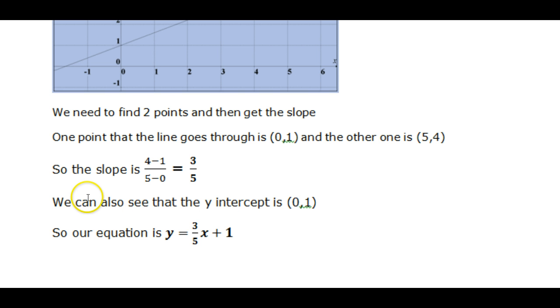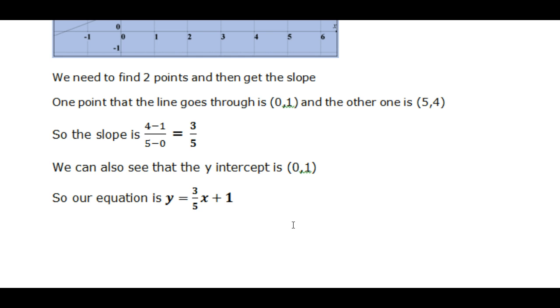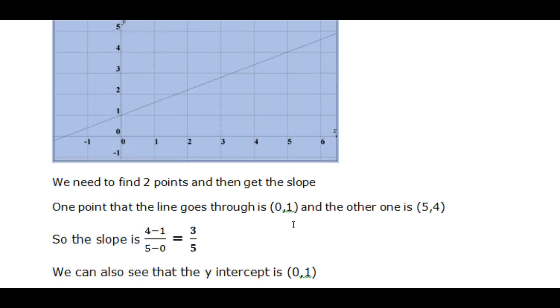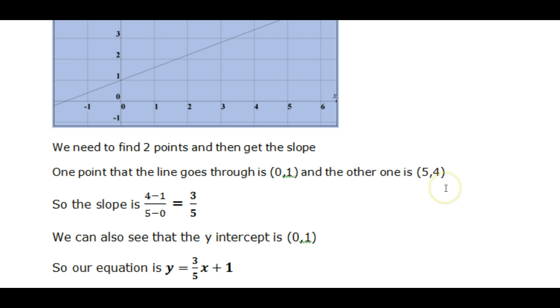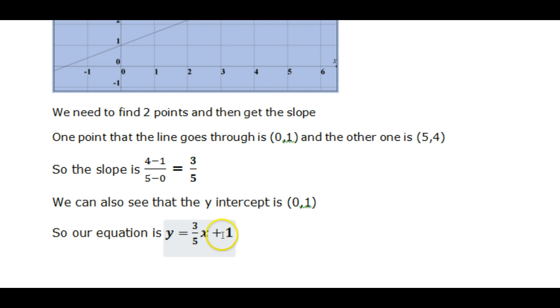So we know that the equation will be y is equal to 3/5 x plus some number. Okay, so however, if we substitute 0 for x, which would be where our y-intercept would be, we would get y is equal to 1. Okay? And also if you look at the graph, you can see that the y-intercept is exactly at (0, 1). Therefore, the value after the x will be a 1. So that is our equation.